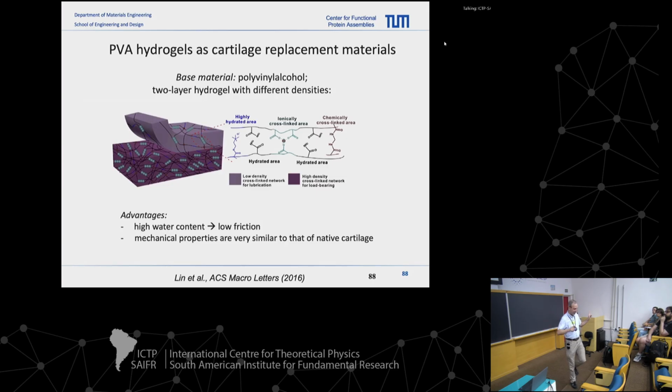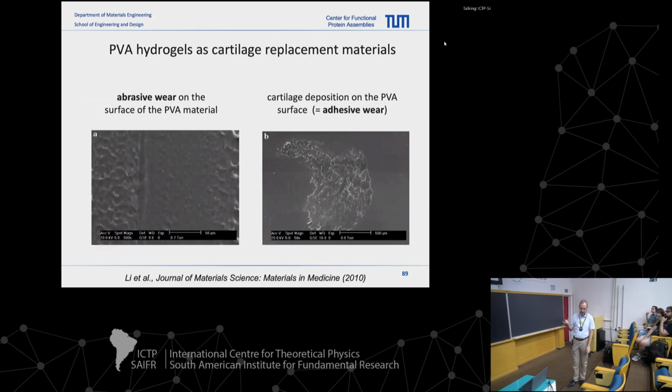If friction in my joint is high, I need more force to move. But in the end, I'm worried about damage. If I incur damage, I need to, again, replace the material, and revision surgery is very painful and costs money and so on and so forth. So the mechanics are okay, the friction is also fine. However, they then did rubbing tests with this material in contact with cartilage, and they saw two types of wear.